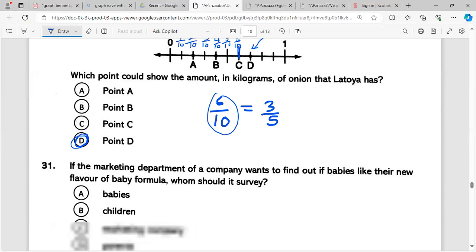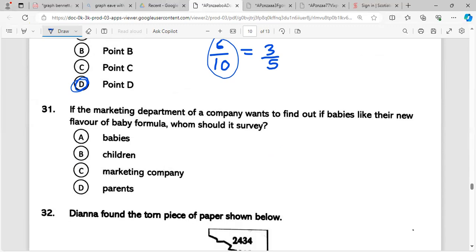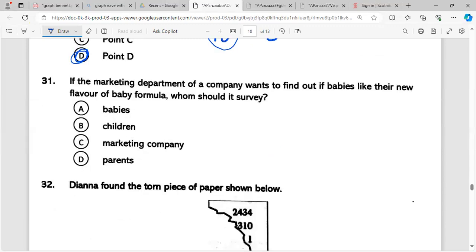Alright, this was one that we had a debate about. It says, if the marketing department of a company wants to find out if babies like their new flavor of baby formula, whom should it survey? Is it the babies, the children, the marketing company, or the parents? The babies, sir. The parents, sir. Survey the baby.